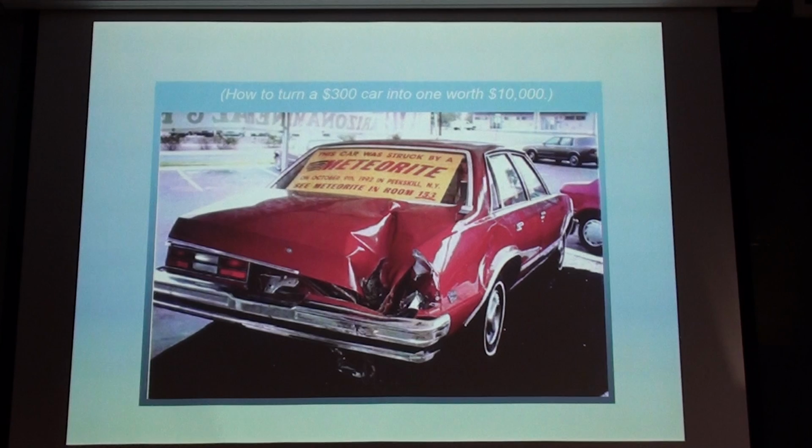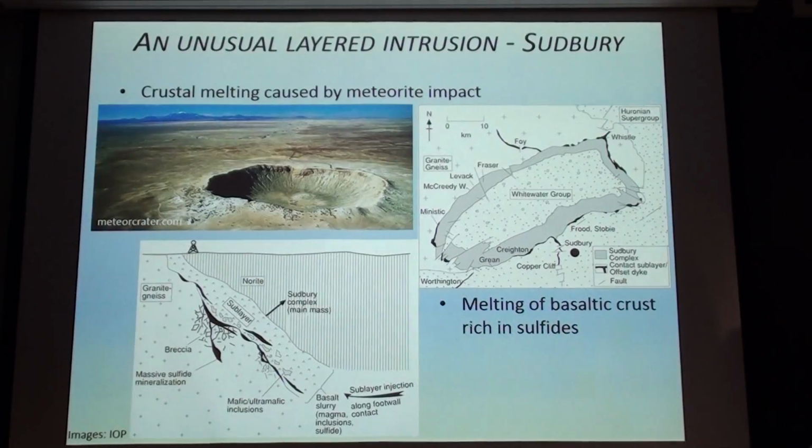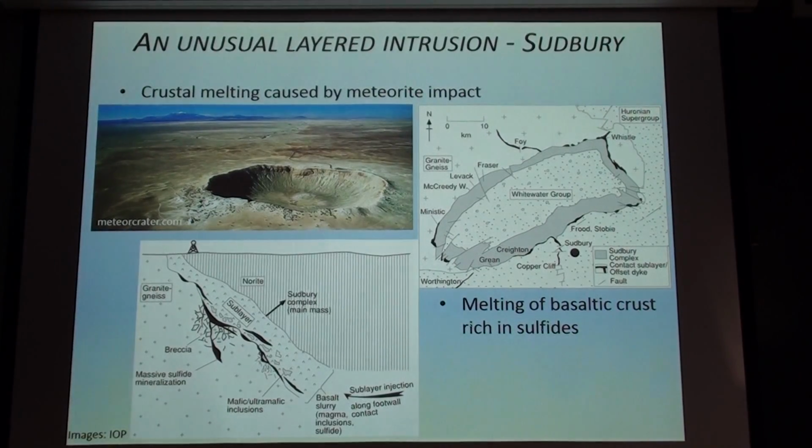So, how do you turn a $300 car into a $10,000 car? You park it in the right place so that it gets hit by a meteorite. You probably wonder, what's the point I want to make here? Well, just with a bit of a larger scale.